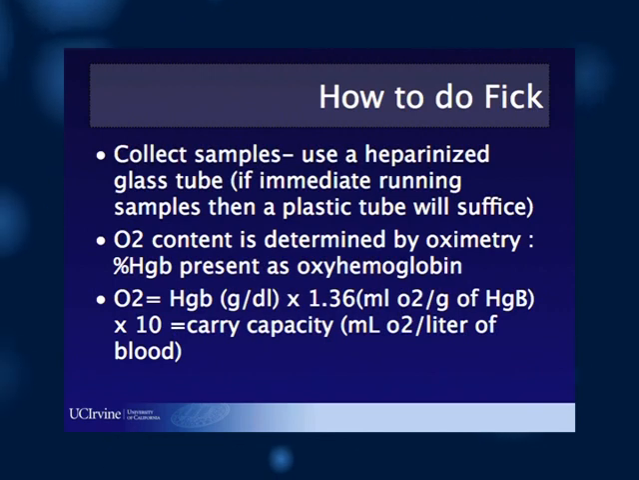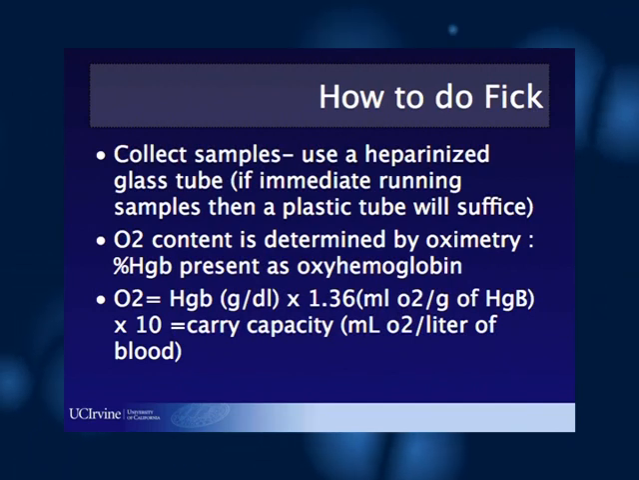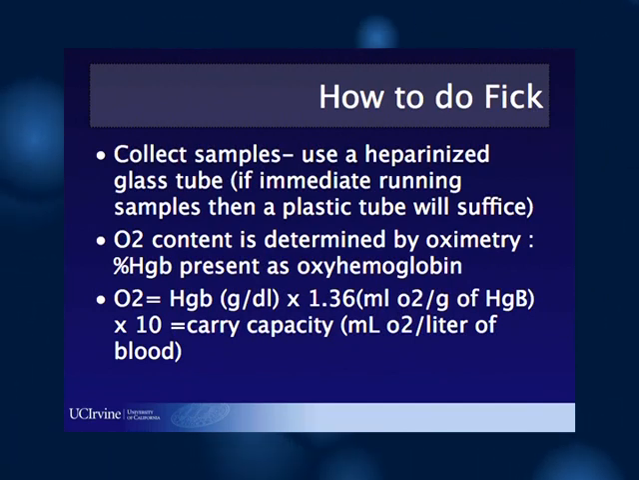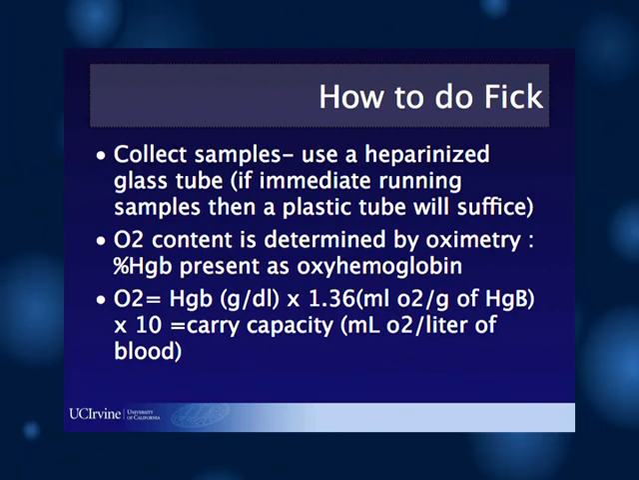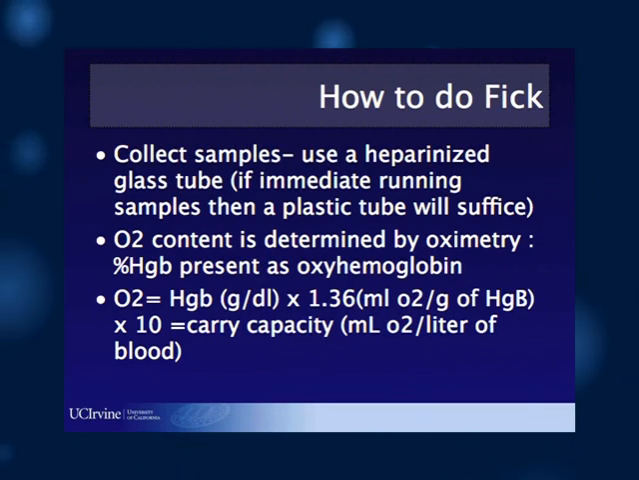The Fick method requires the collection of samples using heparinized syringes, sometimes glass, and running the oxygen content of these samples through the content analyzer. Oxygen content is determined by oximetry, and it is reported as percent hemoglobin as oxyhemoglobin in the blood. The oxygen content is then equal to the hemoglobin in grams per deciliter times a correction factor of 1.36 times 10, and that yields the oxygen carrying capacity in milliliters of oxygen per liter of blood.